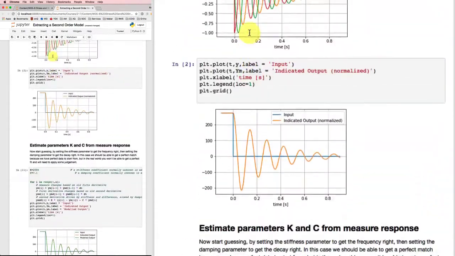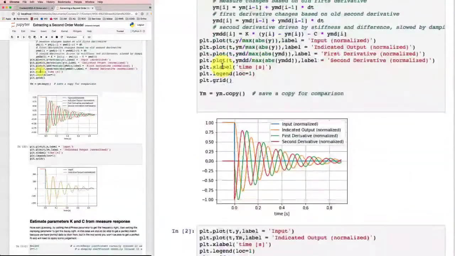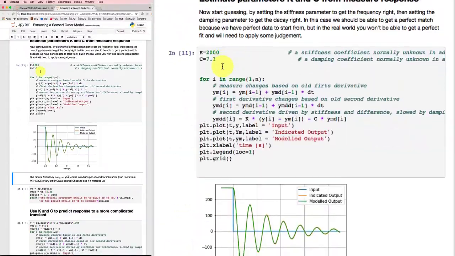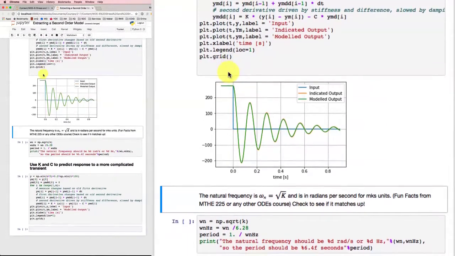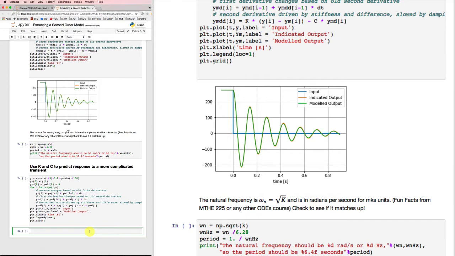Let's go back up and look. Previously, I set k equal to 1987 and c equal to 6.87. So I came out with 2000 and 7.1. That's really pretty close. And the most important thing is it's close enough that I get the green answer in comparison to the orange answer. And those, in terms of practical properties, are definitely close enough to predict what I'm interested in.